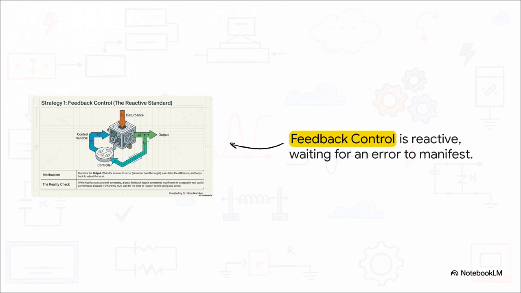It monitors the output at the very end of the process and basically waits for an error to manifest, meaning a deviation from our target, before looping back to adjust the input. Now, it's highly robust and it's totally self-correcting, but here is the catch.